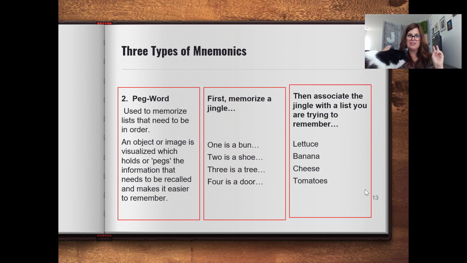2 is a shoe, and we have a visitor in our little video today. Oreo. What can I say? 2 is a shoe. The banana stuck in the shoe.